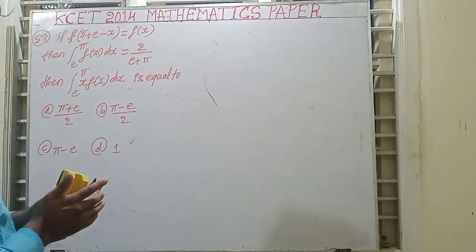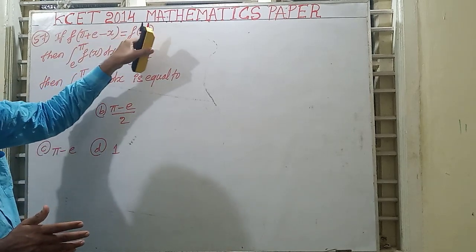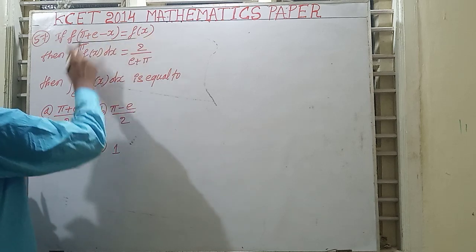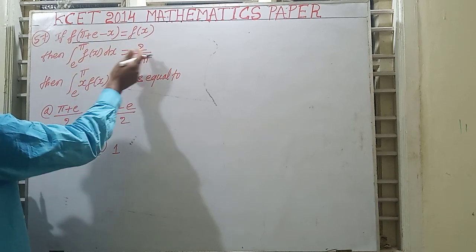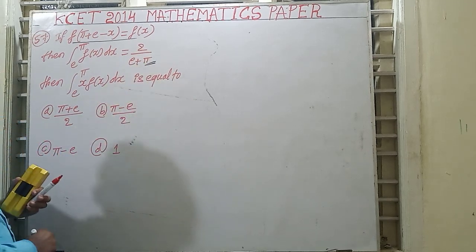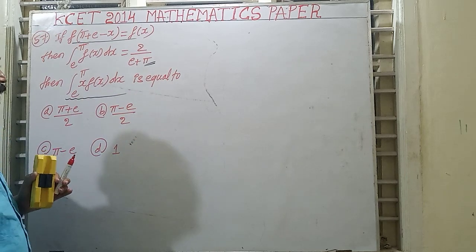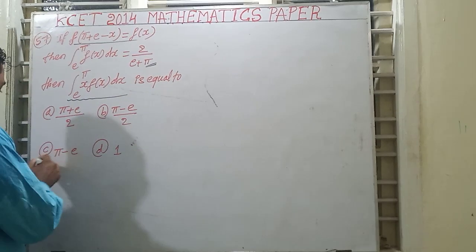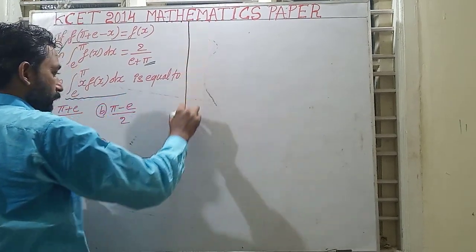In this case, if f of (pi plus e minus x) is equal to f of x, it is given, then the integration from e to pi of f of x dx is equal to 2 divided by (e plus pi). Using this condition, we have to find the integration from e to pi of x into f of x dx is equal to what? Among these, one of the options is correct. So we have to find the answer first.